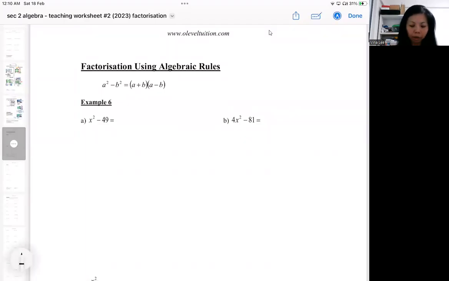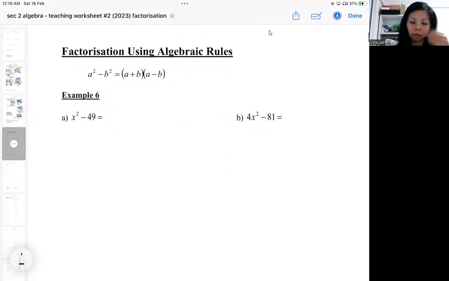Okay, for this part, we are doing the factorization using algebraic rules. In the expansion part, I already mentioned that when we reverse the algebraic rules, it will become a factorization. Out of the three algebraic rules, this is the one that is more difficult. So we're going to reverse this to make it into a factorization.